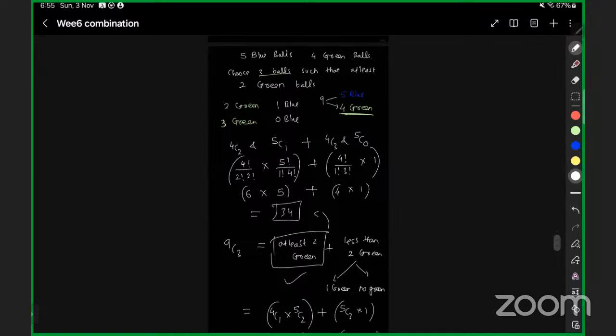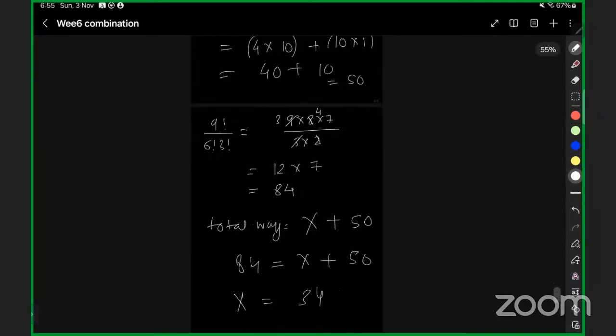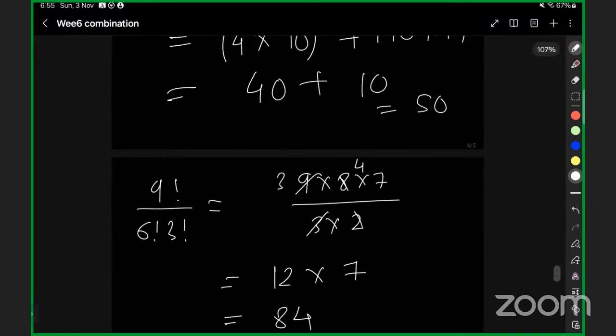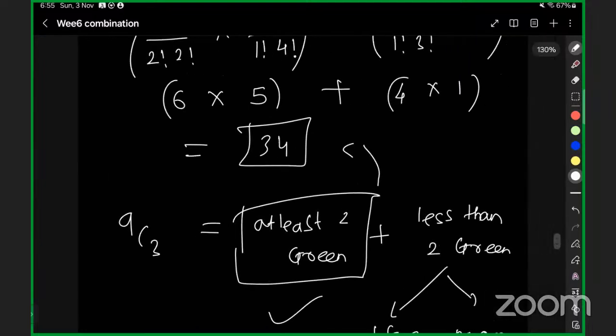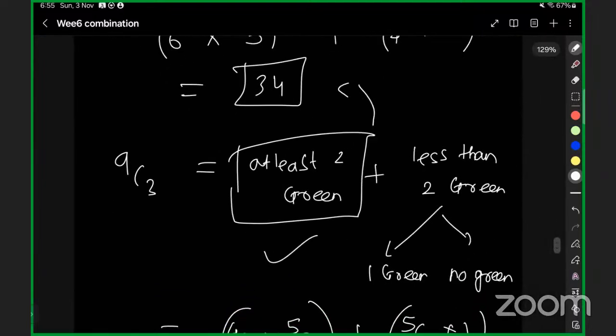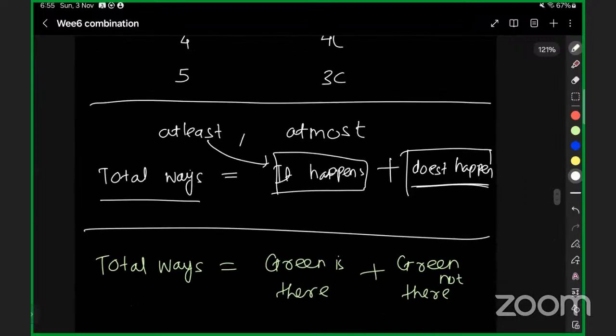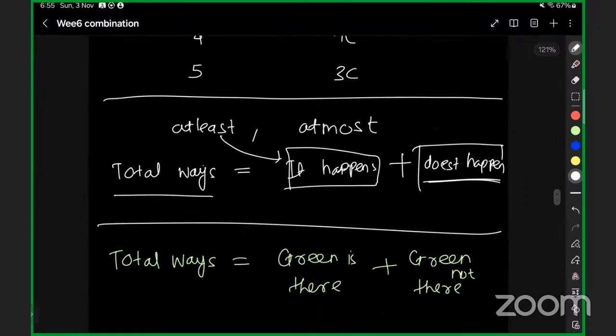So whenever you have an at least type of question, you can combine it with other cases. So total ways is it happens or it doesn't happen. Both types of scenarios you can think of, and if you are able to figure out when it doesn't happen and solve it, you can subtract it from the total ways, right?